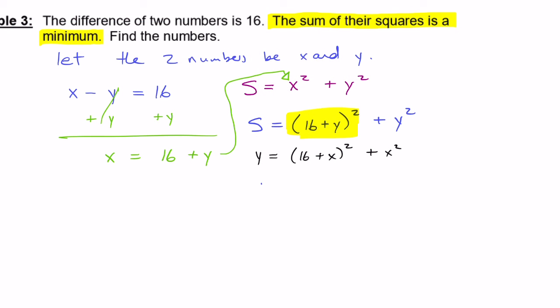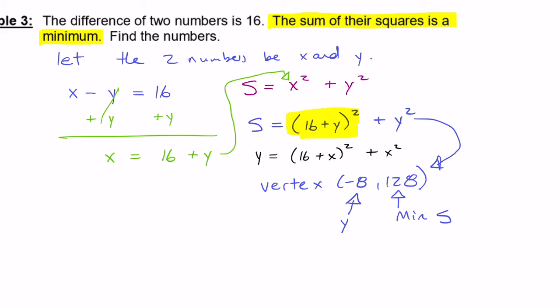So I know the vertex is negative 8, 128. Remember that it's this equation though. So this is actually our minimum s value. This is the y value. So one of our two numbers is negative 8, but the minimum sum of squares is 128.